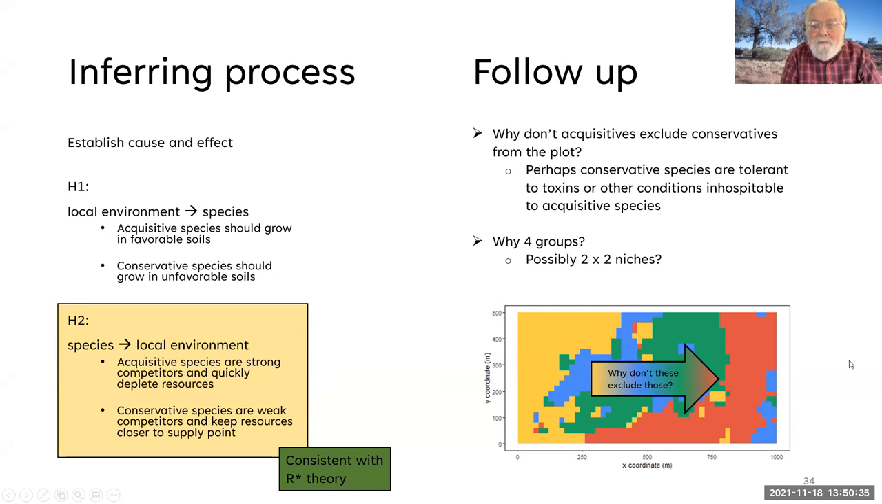Exactly. So I think you're raising the possibility that light is that other axis here that could explain why these don't exclude those. Well, it might not be an explanatory factor. It might just be a consequence of the success based on nutrient use. Yes. So in other words, those here are light limited, and those here are nutrient limited.